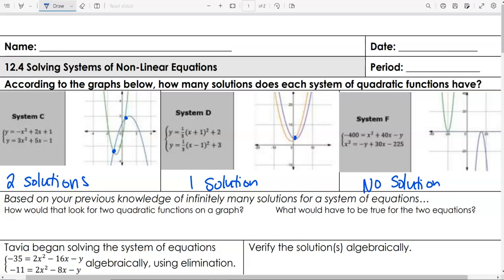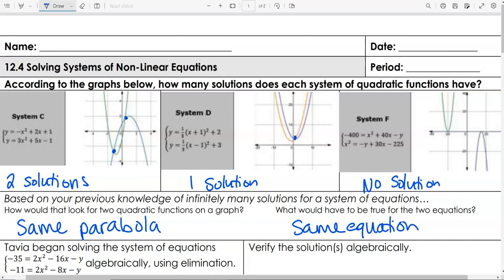Based on our previous knowledge of infinitely many solutions for a system of equations, how would that look on a graph? It would be the same what? What's it called? Parabola. It would be the same parabola. What would it be true for the equations? Yeah, it would be the exact same equation. So again, this can only be true if the two functions are the same type of functions. Two lines, two parabolas, that kind of thing.